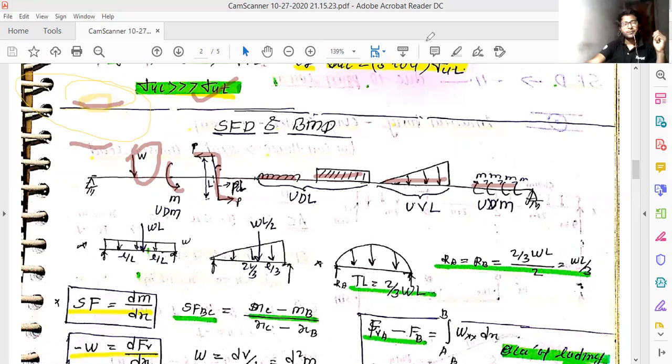Now we move to the second load, which is the uniformly varying force. Here the magnitude is W, and the total magnitude of the entire force acts at a single point, equal to half of the weight into the length of the entire span. This is the magnitude of that force, and the point of action is 2L by 3 from the point where the load is low, and L by 3 from the bigger end.